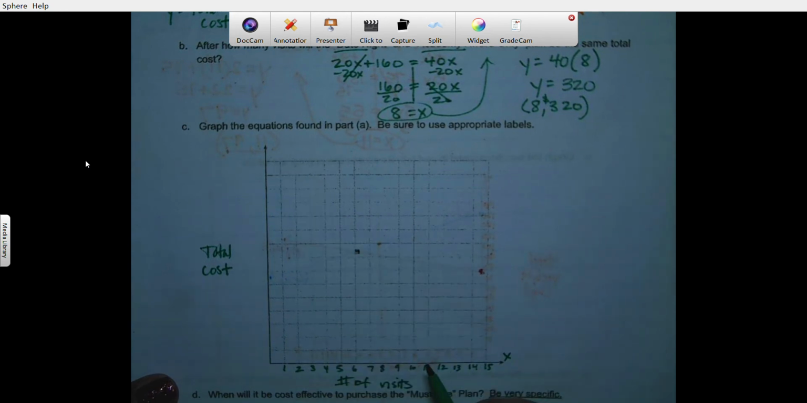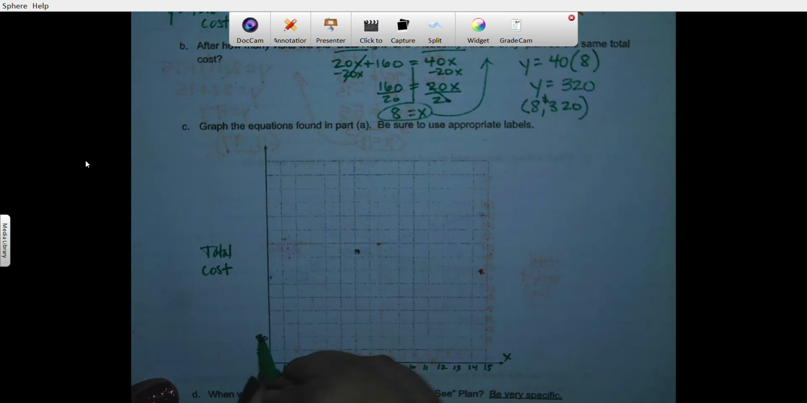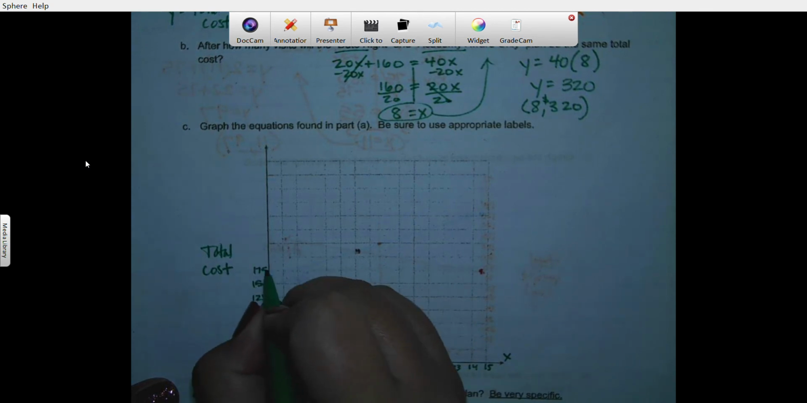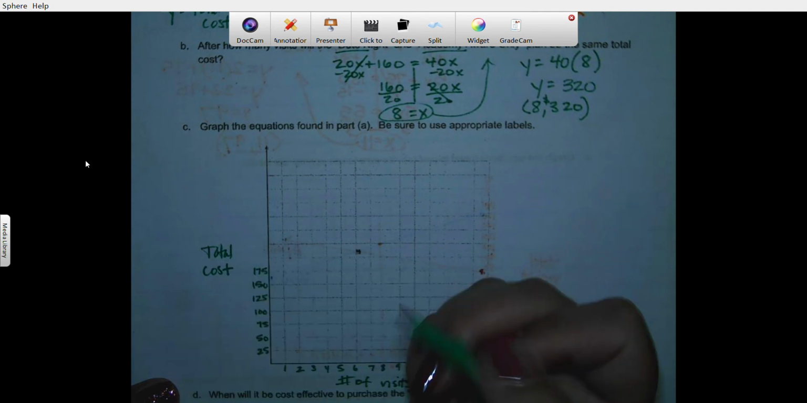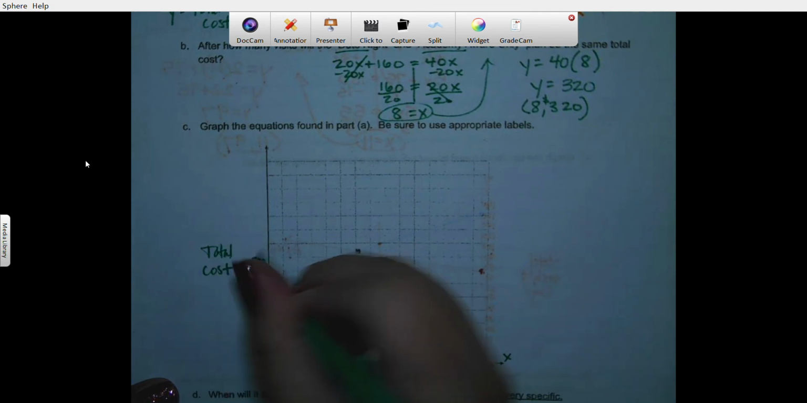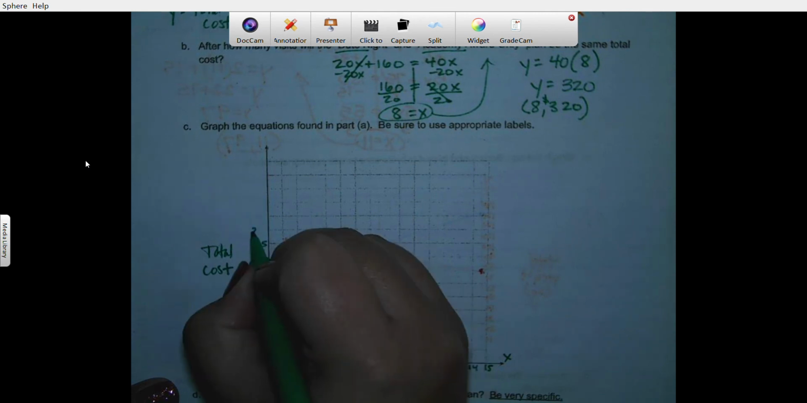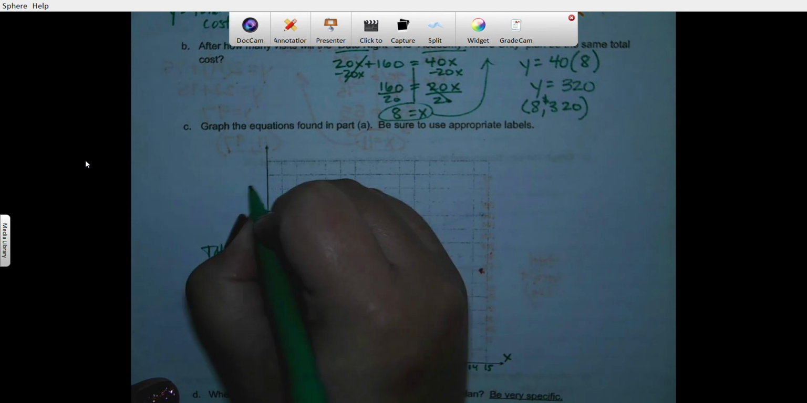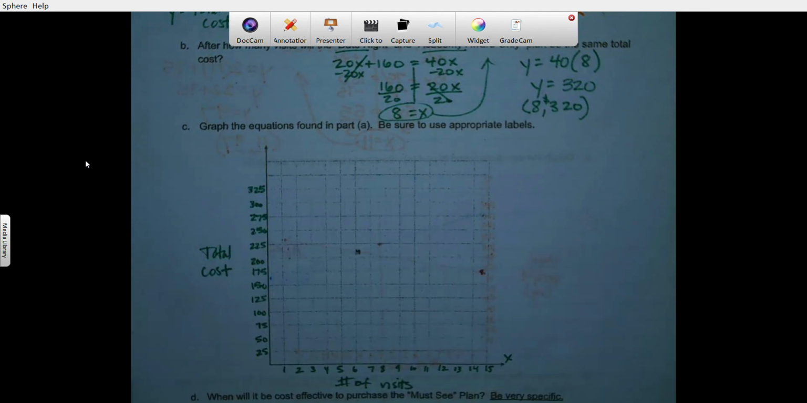Some people would count by 25s maybe. Up to you. You can see what I did on the other page. I think I counted by 25s. So I'm going to count by 25s. Let's see, 175, 200. You could have counted by 20s also, and it would have been just fine.